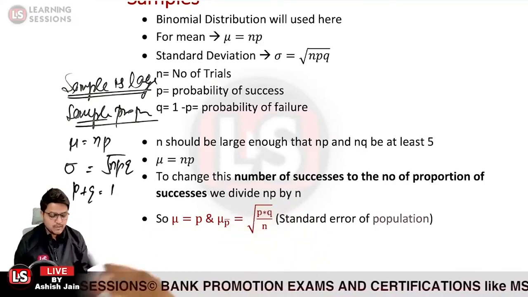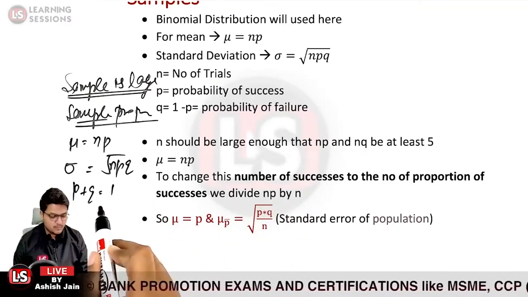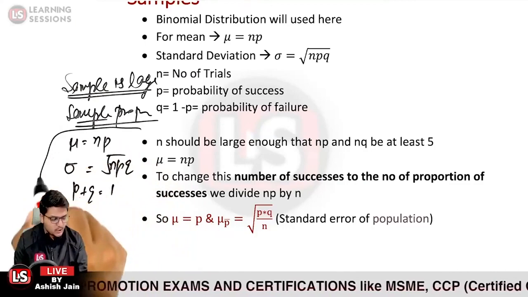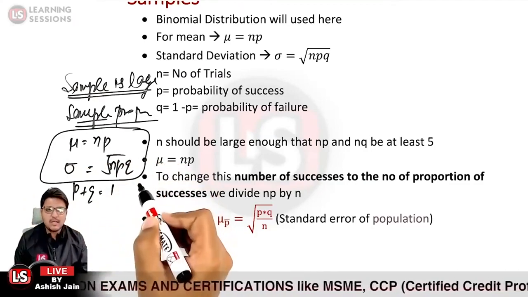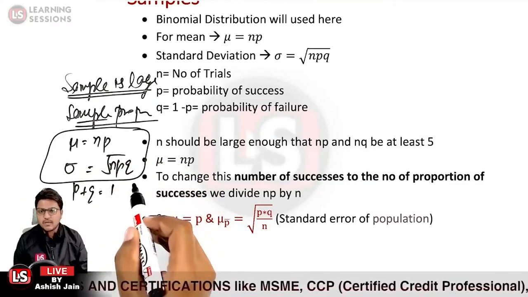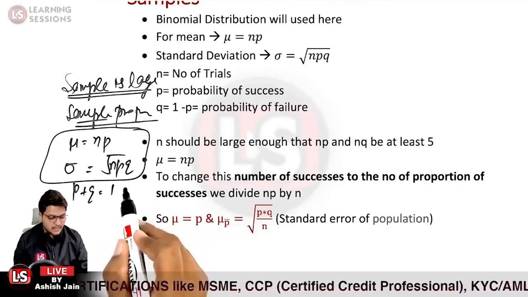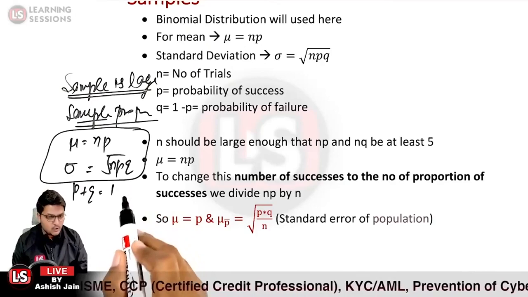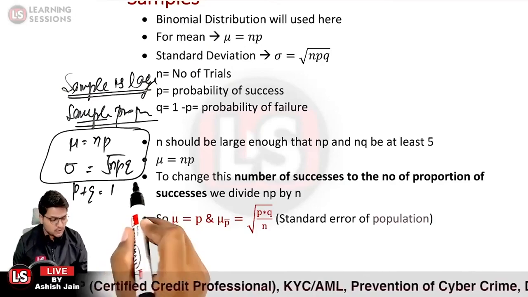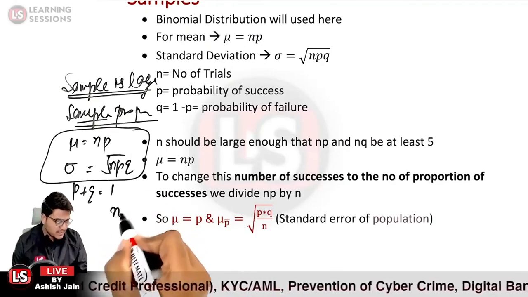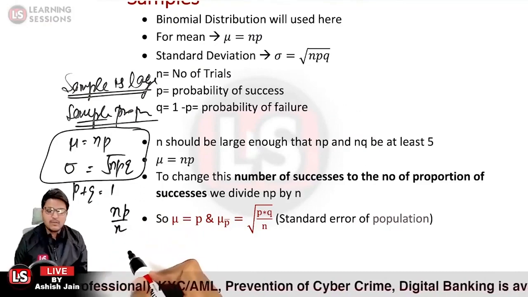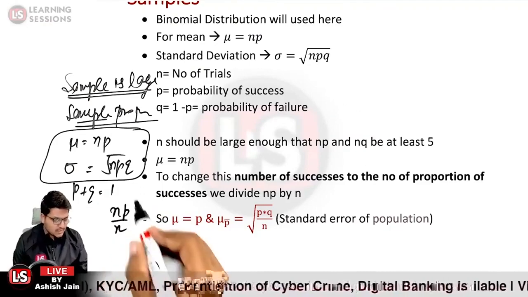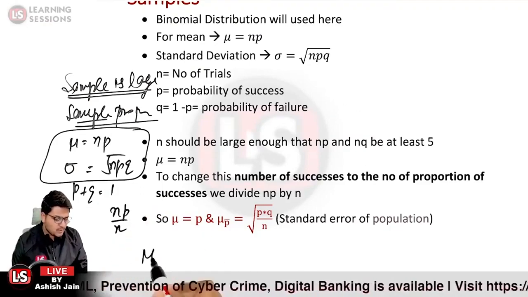And further, what we considered is that over here we were basically concerned with the number of successes. If we want to convert this number of successes into the proportion of successes, we will be dividing NP by N. So in that case particularly, your mu would be equal to, what?